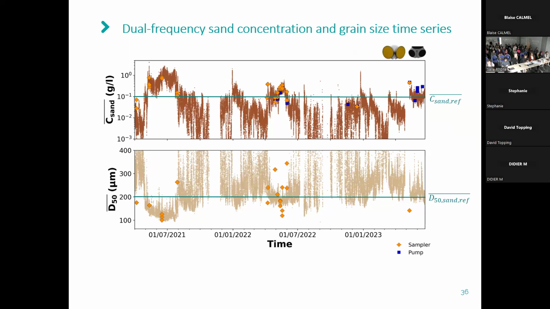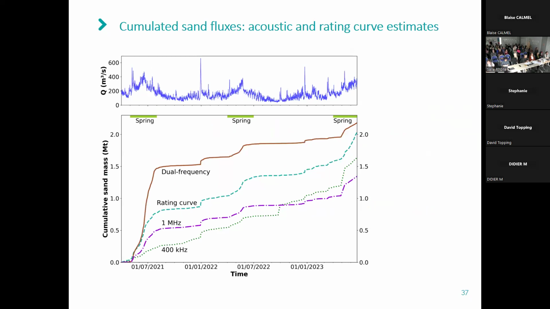So now using this time series, I then determined the cumulated fluxes for this measurement period from April 2021 to June 2023. I did this here for the dual frequency method, the rating curve method I presented previously, as well as separately for the single frequency results of the 1 megahertz and 400 kilohertz. These two single frequency measurements are not corrected for any grain size bias, so they may still be affected by changing grain sizes.